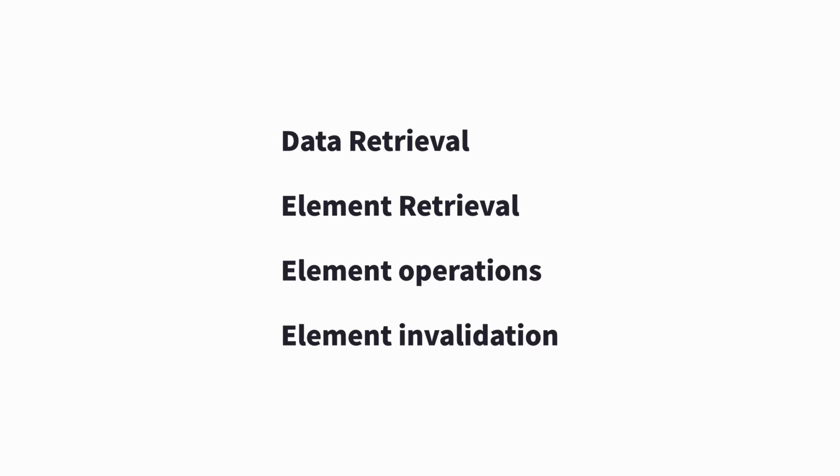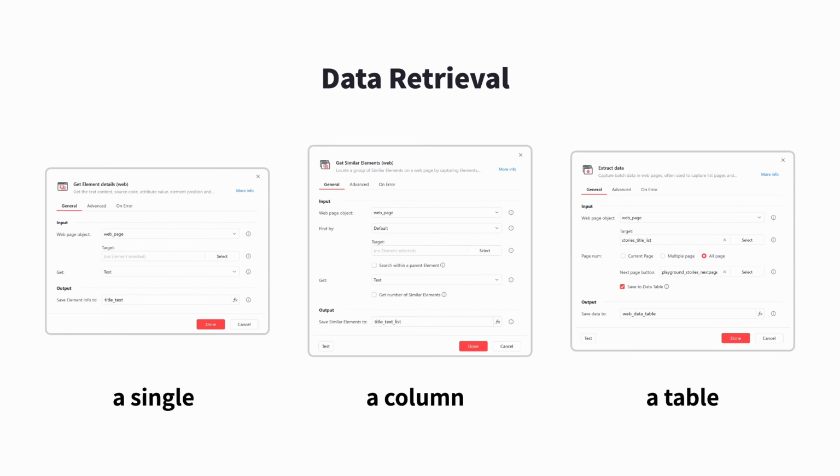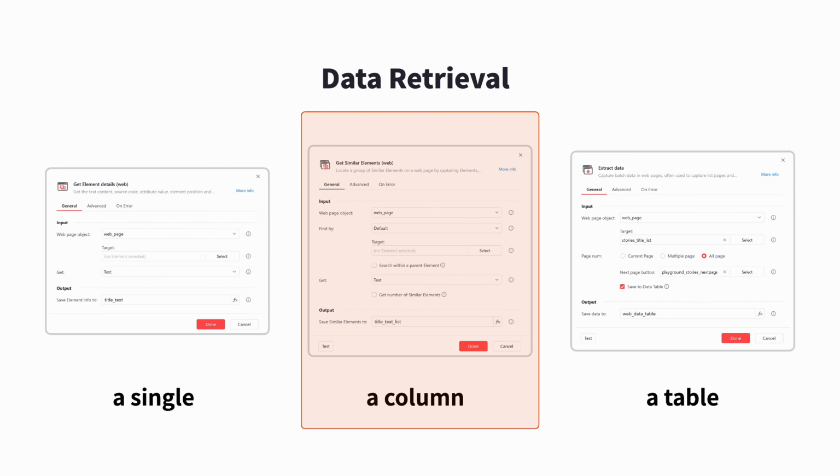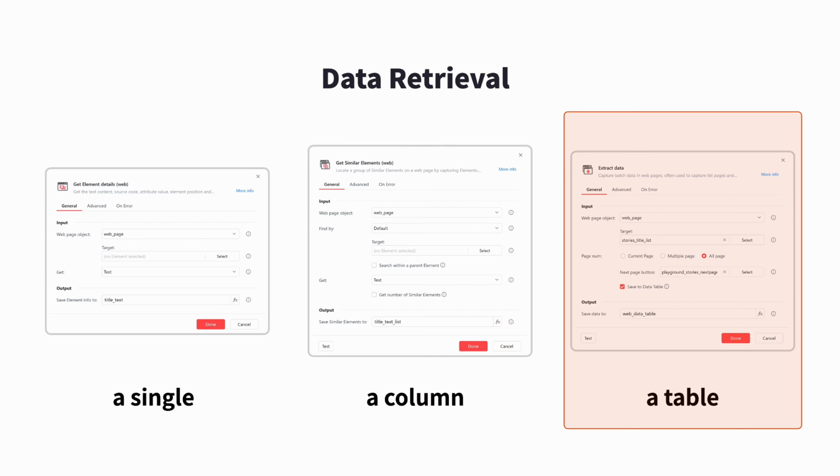By the end of this lesson, we've systematically mastered the core skills for web automation. When it comes to data retrieval, we've built up comprehensive data collection capabilities. Use getElementDetails to accurately get the text from a single element. Use getSimilarElements to grab all the text from a group of similar elements in one go. And use extractData to efficiently process tabular data. This feature even supports multi-page collection.